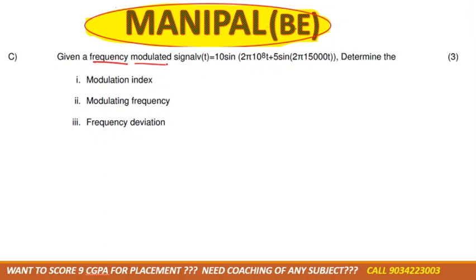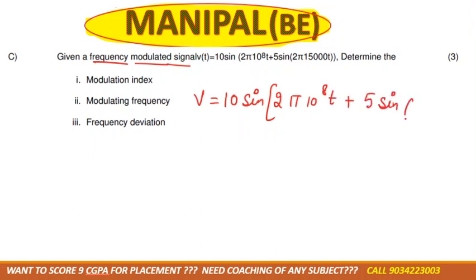Now see this question. This is a question based on FM. They have given us the voltage signal. Voltage is equal to 10 sine 2 pi 10 raised to power 8 t plus 5 sine 2 pi 15,000 t. Determine the modulation index.